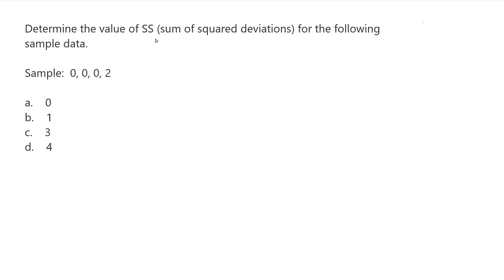Determine the value of SS, or the sum of squared deviations, for the following sample data. So my sample is made up of 0, 0, 0, and a 2. And the answer is either 0, 1, 3, or 4.